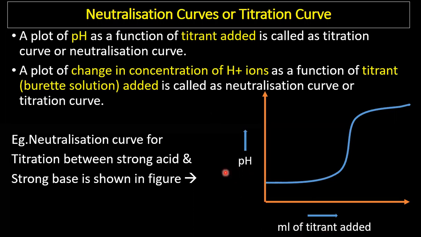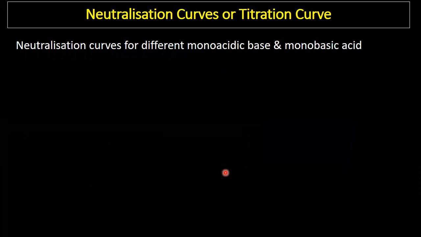Now in our syllabus we have these four kinds of neutralization curves for monobasic acid and monoacidic base. Monoacidic base means it has only one OH minus ion, and monobasic acid has only one H plus ion. Just names, don't worry about these names. An example of a monoacidic base is NaOH, and of a monobasic acid is HCl.